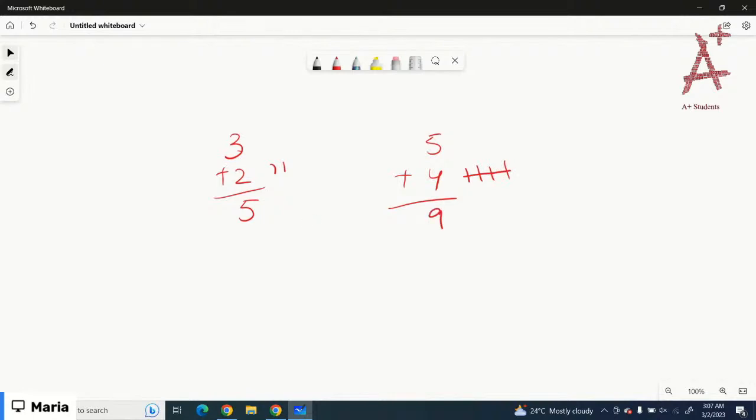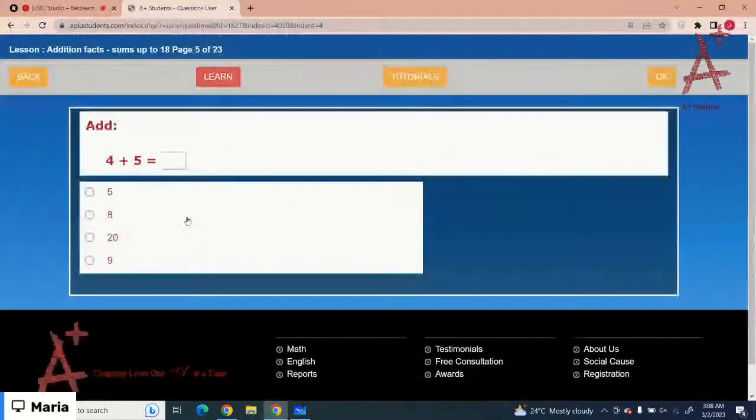Got it? 5 plus 4 makes 9. So just select the correct option and click on the OK button.